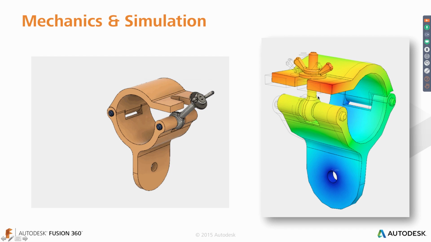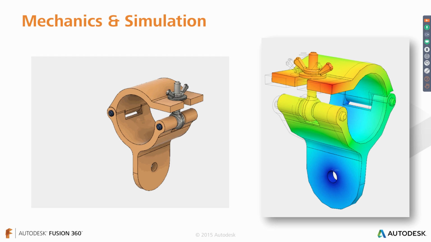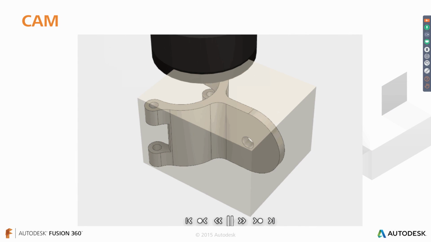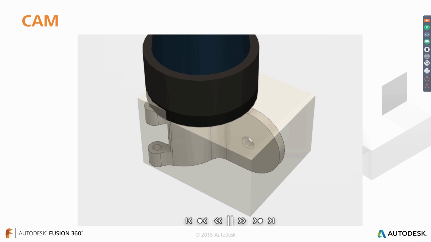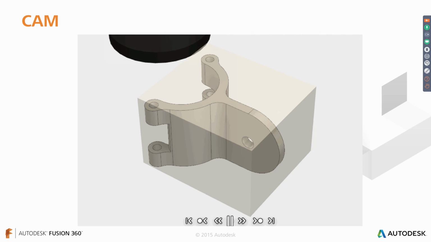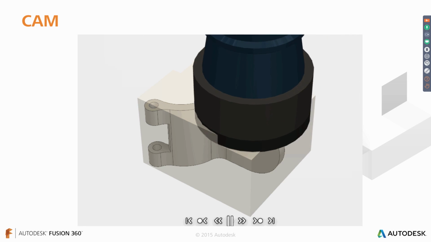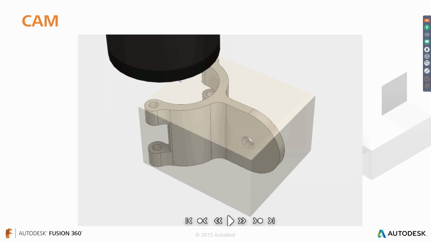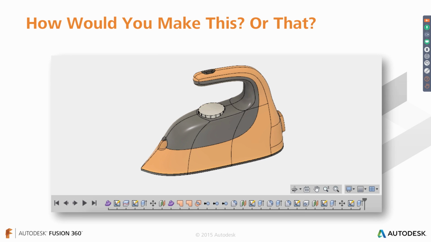You can see I've done a simulation here to understand what kind of displacements we'll have with a load on this. And you can also use CAM, although this part probably isn't made from a solid block of aluminum or steel or whatever I'm using in this example. But water jet, we have the ability to do. We have lathing options. There are quite a lot of different tools that we can use in the CAM side.